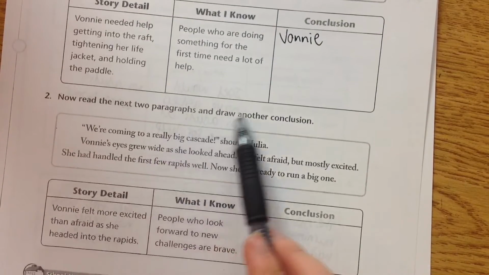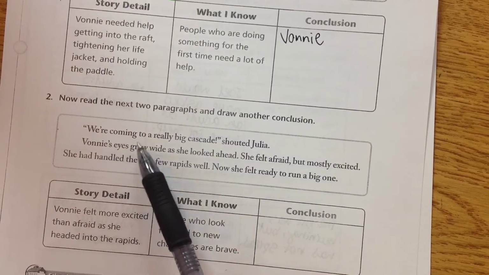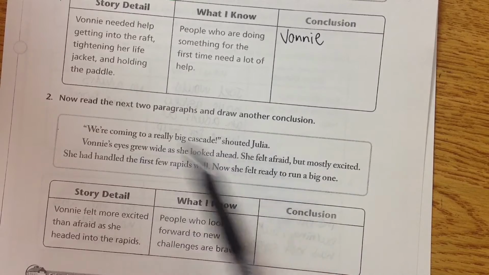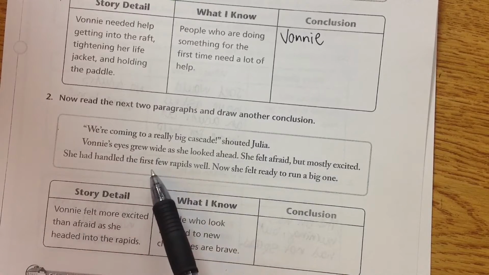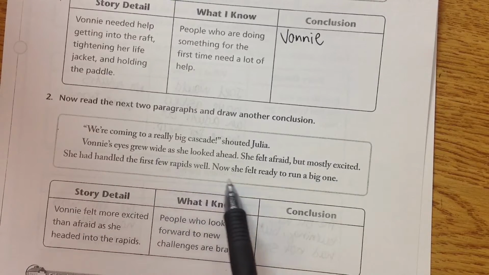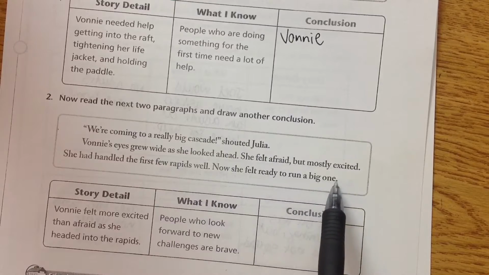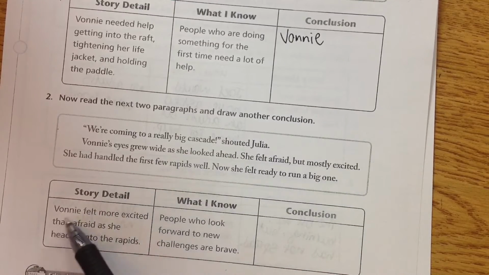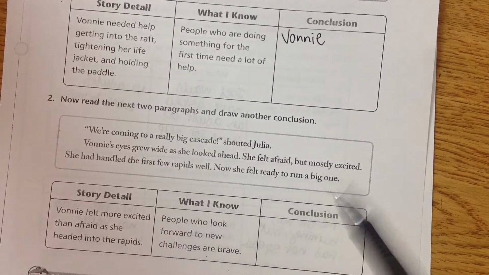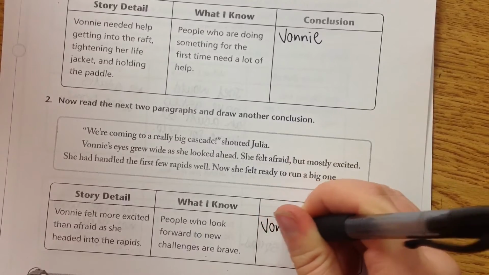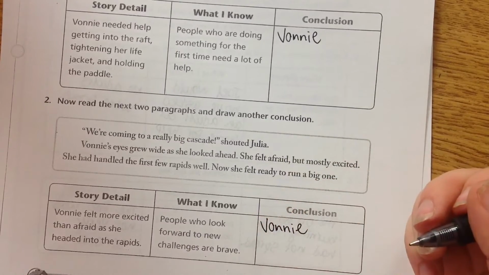And then read the next two paragraphs and draw another conclusion. "We're coming to a really big cascade," shouted Julia. Vani's eyes grew wide as she looked ahead. She felt afraid, but mostly excited. She had handled the first few rapids well. Now she felt ready to run a big one. So our story detail is that Vani felt more excited than afraid as she headed into the rapids. This one says people who look forward to new challenges are brave. So again, what does that tell us about Vani? All right, that's all you have to do for reading.